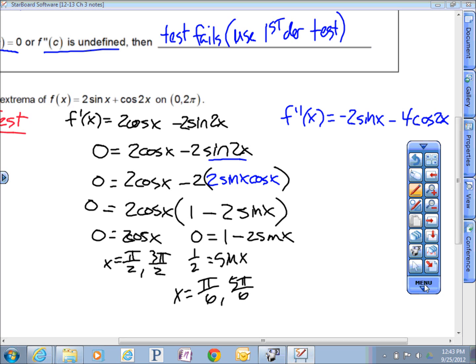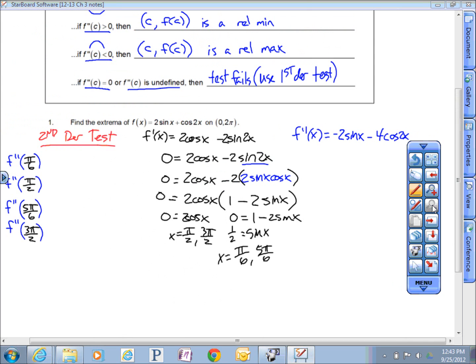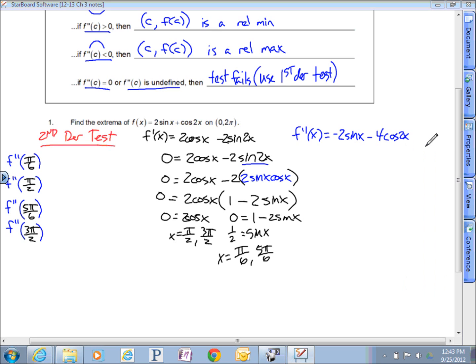And what we're now going to do is take each of these values and plug them into that second derivative. Well, if I do that, I'm going to save us some time here and give you what some of these values are. If I do f double prime of pi over 6, I'm going to get negative 3. So what does that mean? At x equals pi over 6, the second derivative is negative, so the concavity would be down.